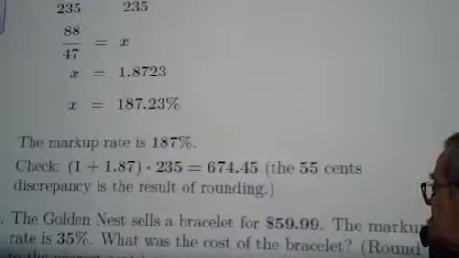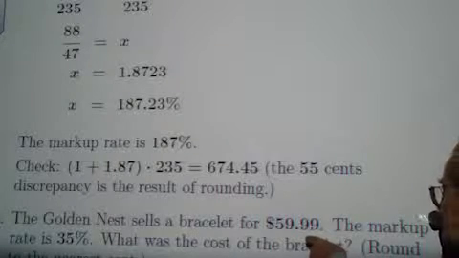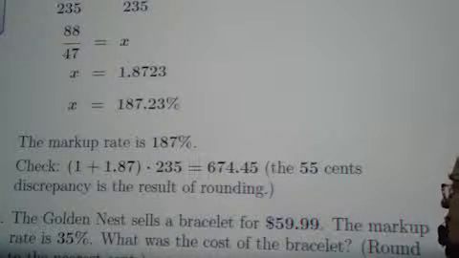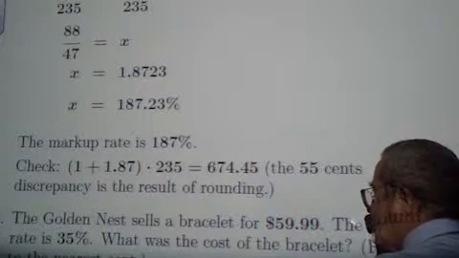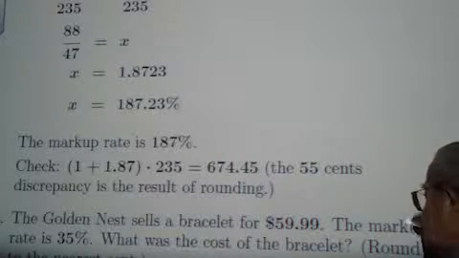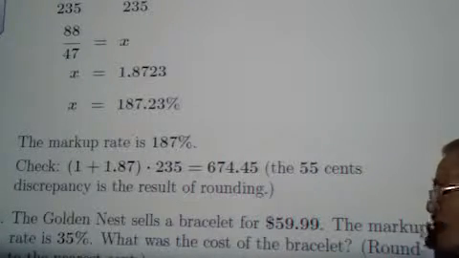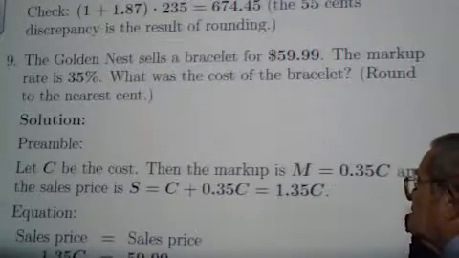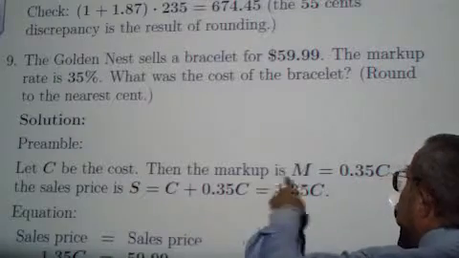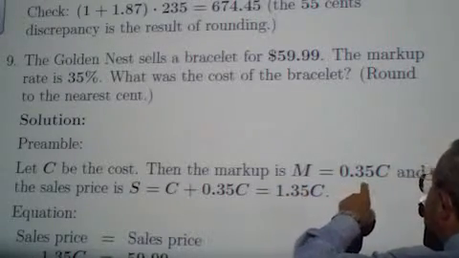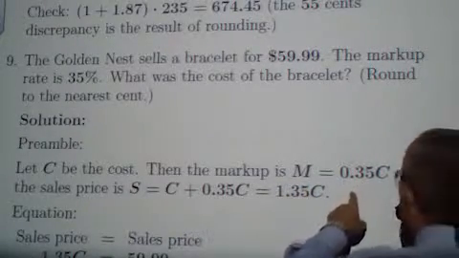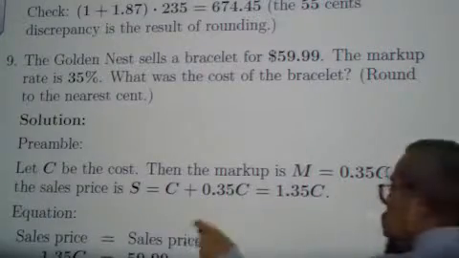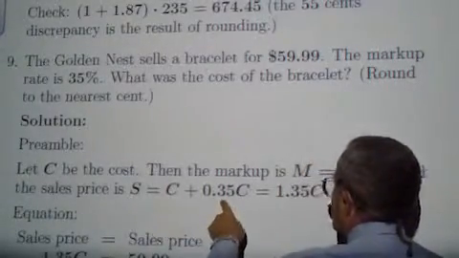And then, the Golden Nest sells a bracelet for $59.99. The markup is 35%. What was the cost of the bracelet? And again, round to the nearest percent. Let C be the cost. Then the markup is 0.35, that's 35% of the cost. And the sales price is the cost plus the markup.